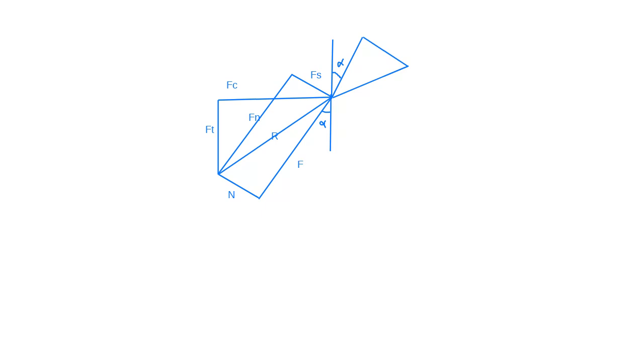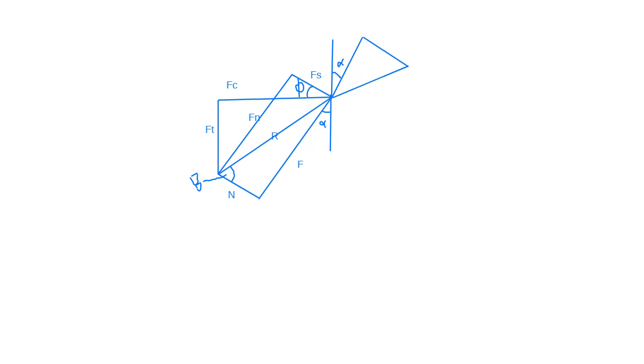This angle is phi. Phi is the shear plane angle. This is the shear plane. And this angle is beta. Beta is the friction angle. We call it the friction angle.